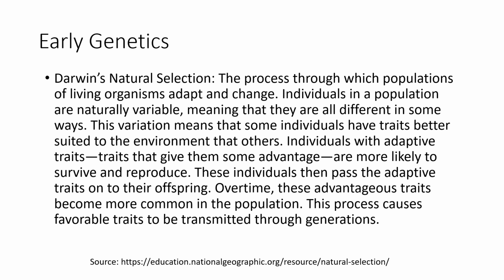These individuals then pass the adaptive traits on to their offspring. Over time, these advantageous traits become more common in the population. This process causes favorable traits to be transmitted through generations.